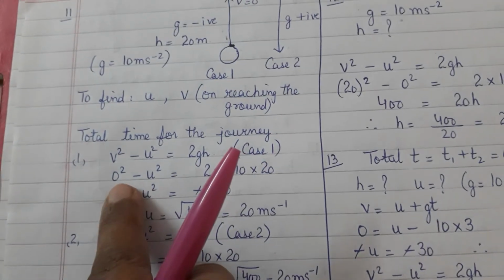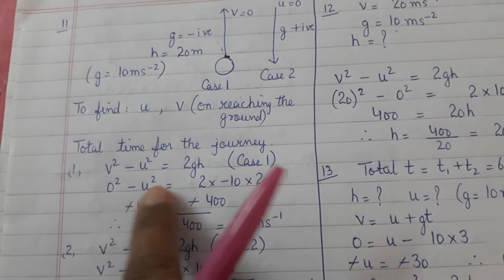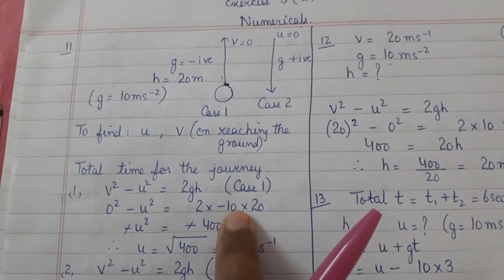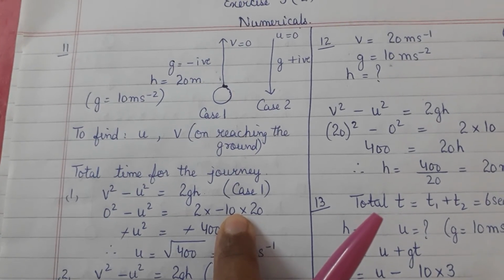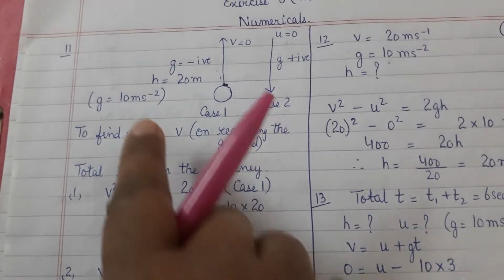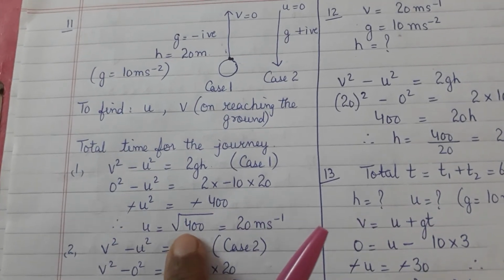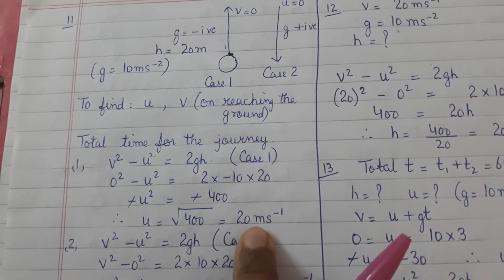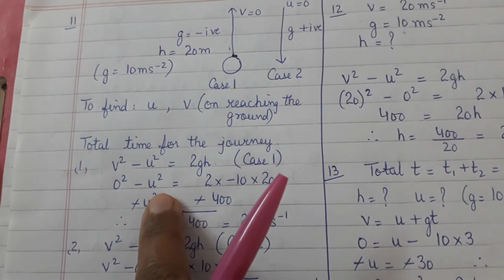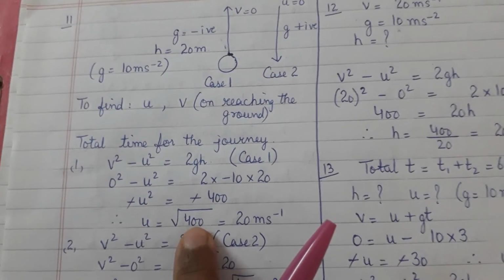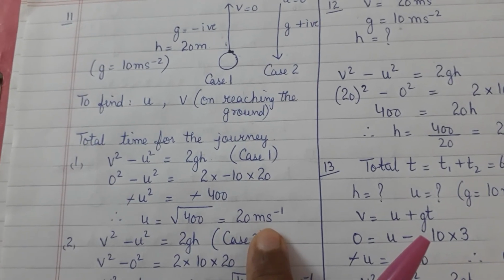So I substitute all the values. 0 square minus U square is 2 into minus 10, children, because G is negative. The ball is moving upwards, right? And the value of H is given to be 20 meters. After I solve this, my value of U comes to 20 meters per second. You can see, children, U square is 400. So when I remove the square, this becomes the square root, and therefore I get 20 meters per second, right?